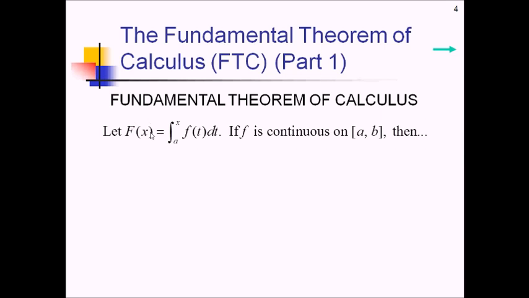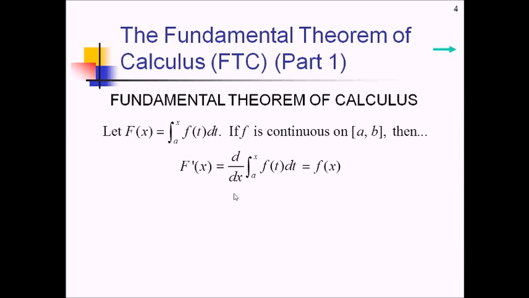To state it officially, let's say that big F of x is the integral from some constant a to some variable x of some function f of t dt. If that function f is continuous on the interval from a to b, then the following is true. So F prime of x, which is to say the derivative of all this stuff here, is going to be equal to just f of x.